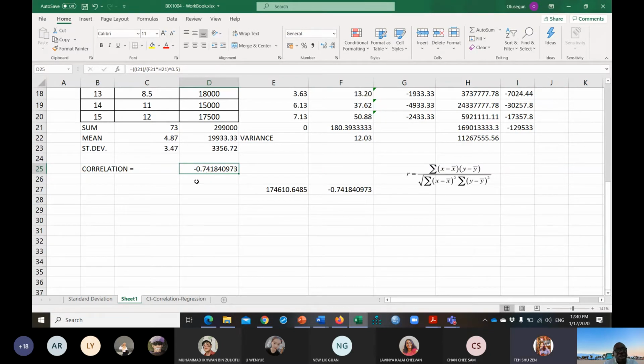Can we say this is strong or weak? It's strong. It's strong because the coefficient is more than 0.5, 0.6. So a coefficient that is greater than 0.5, 0.6, 0.7 is a strong correlation. So we have a strong negative correlation between distance and rental income.